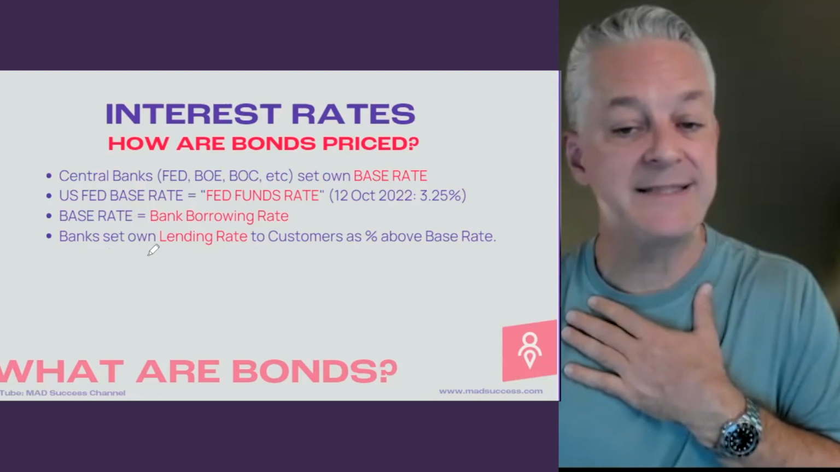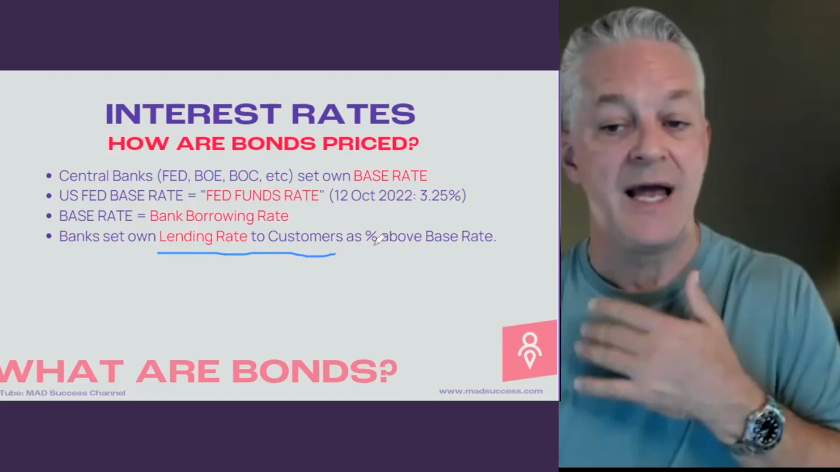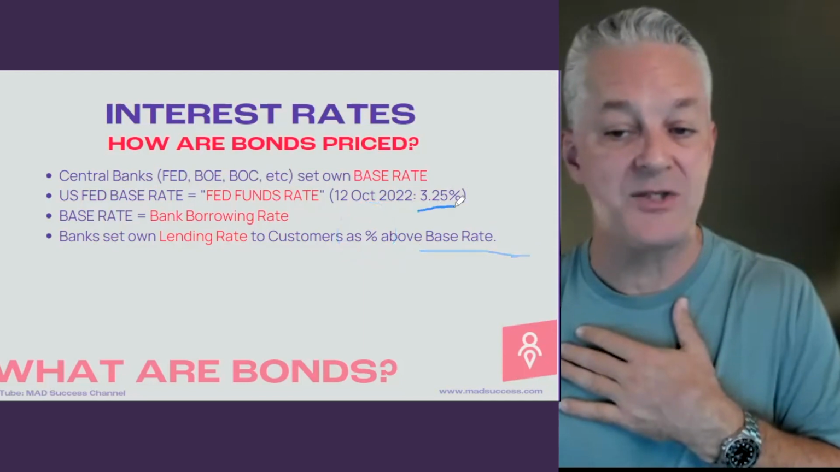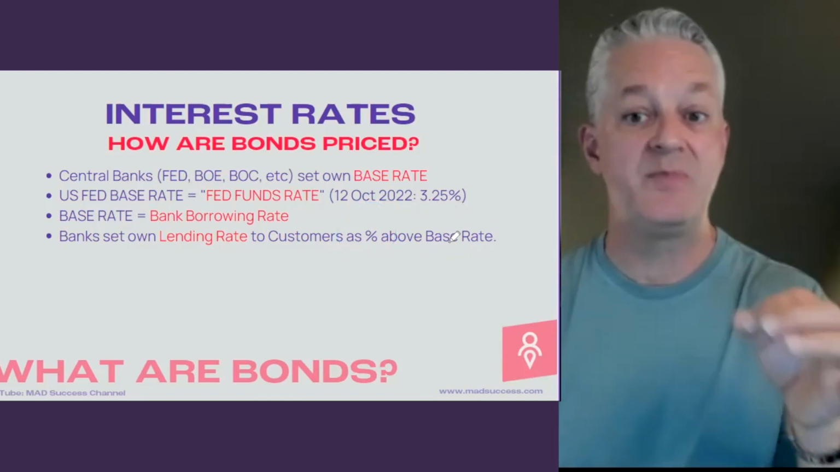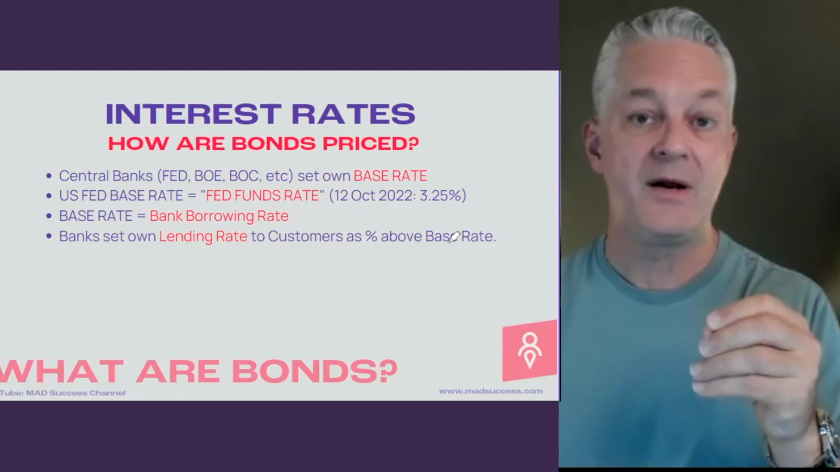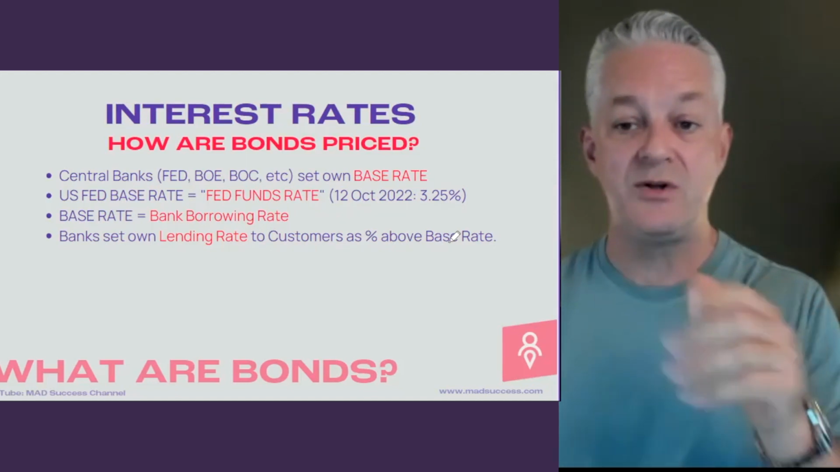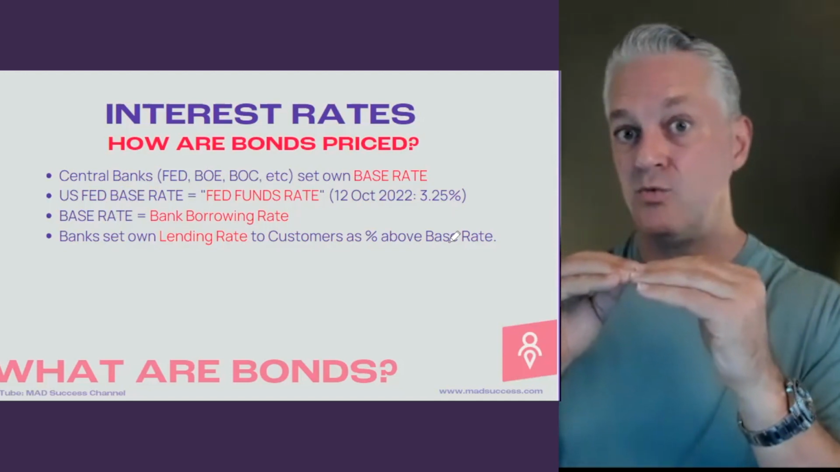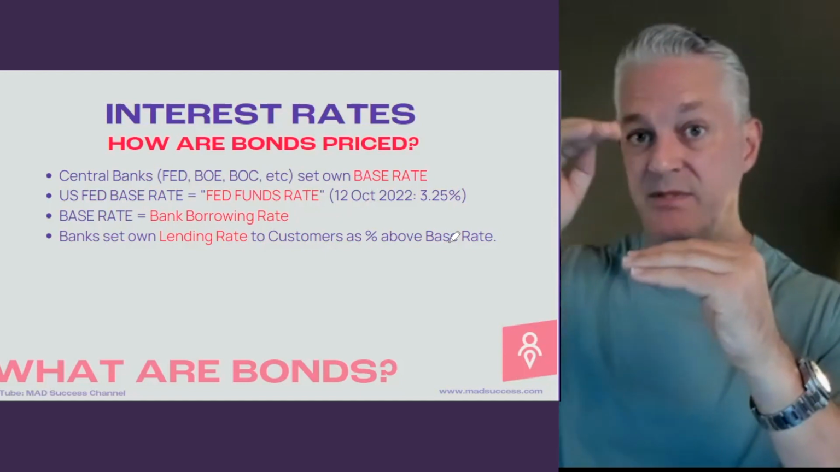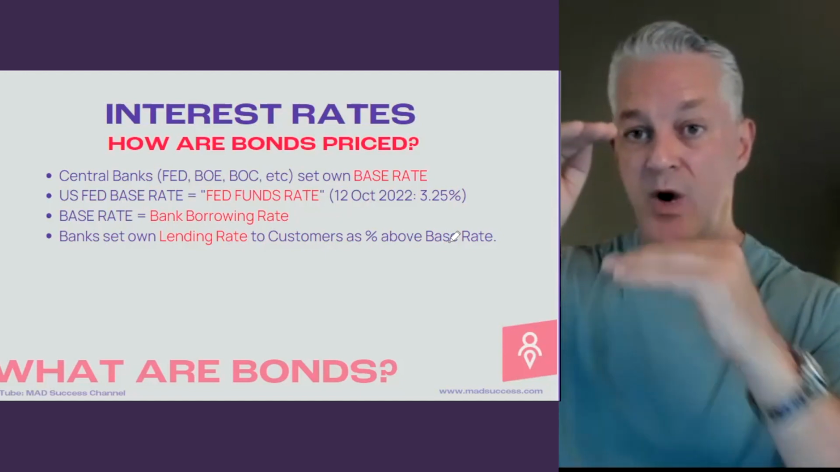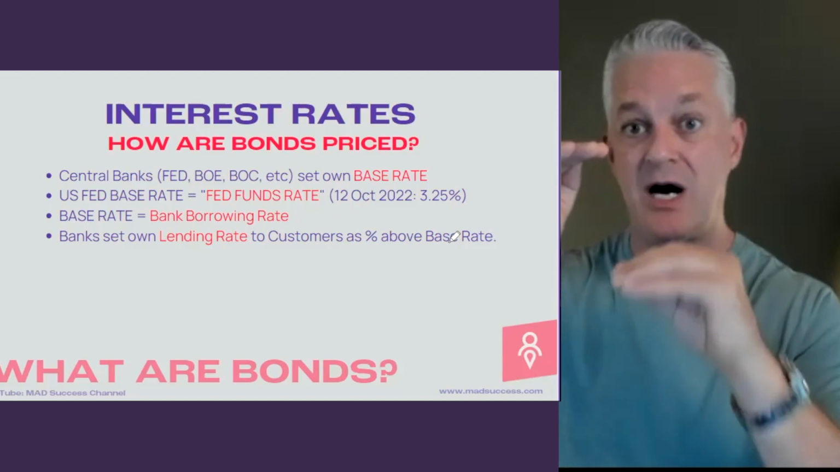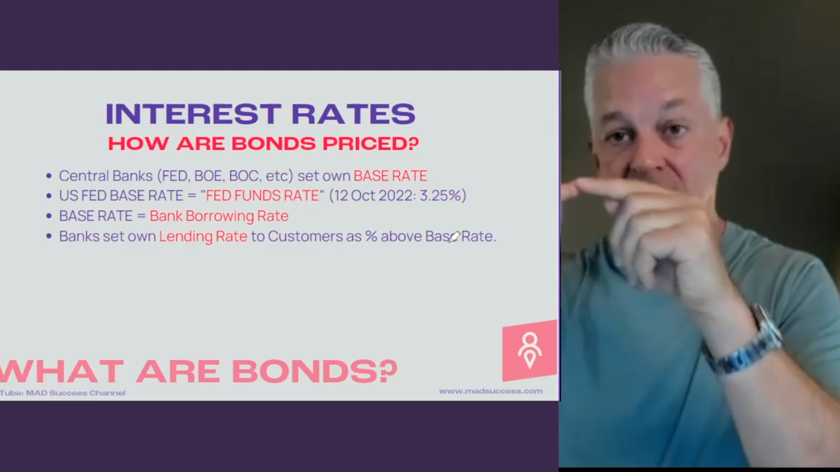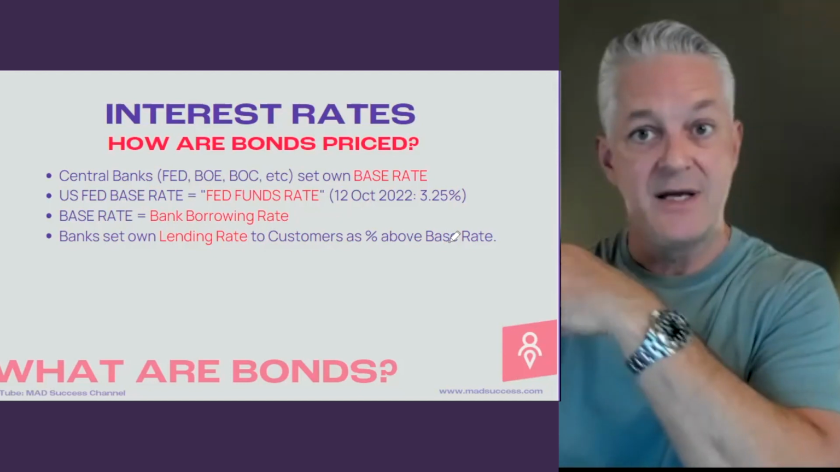And so as the base rate rises, that is what starts to impact our borrowing as customers from banks. So the banks set their lending rates to customers as a percentage above the base rate. So right now, the base rate, the Fed funds rate, is 3.25% as of a couple days ago. Okay, in mid-October 2022, the base rate's 3.25%. So banks make their money, their revenue, their income comes from setting their lending rates above what they borrow from the central bank. So that's their cost. They borrow at a cost and they lend their money out, banks lend out to you and me and to companies, okay?